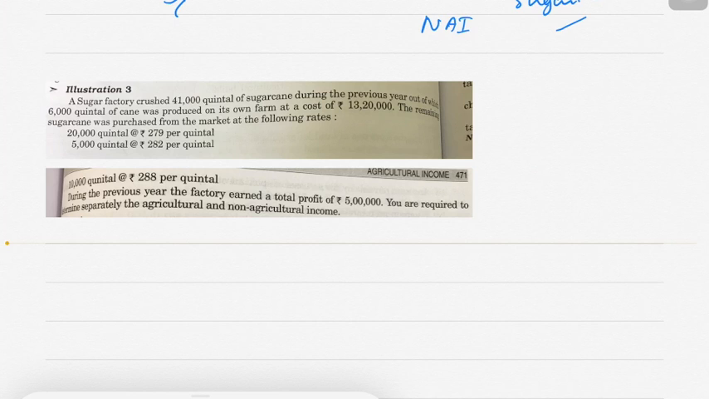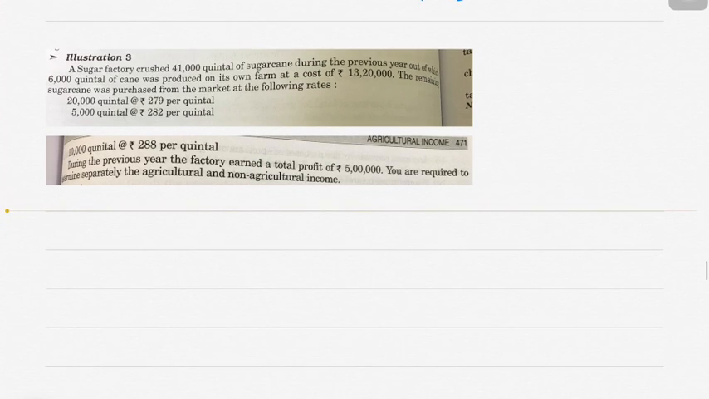Out of this 5 lakh, some portion is agricultural income and some portion is non-agricultural income. You don't know how much is gross receipt or the sale value; you know the profit. Now let us price the market value of the sugarcane which is produced. 6,000 quintal of sugarcane was produced, and you know the cost is 13,20,000.